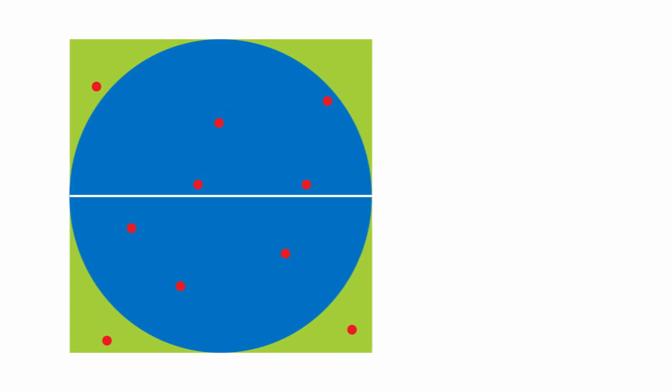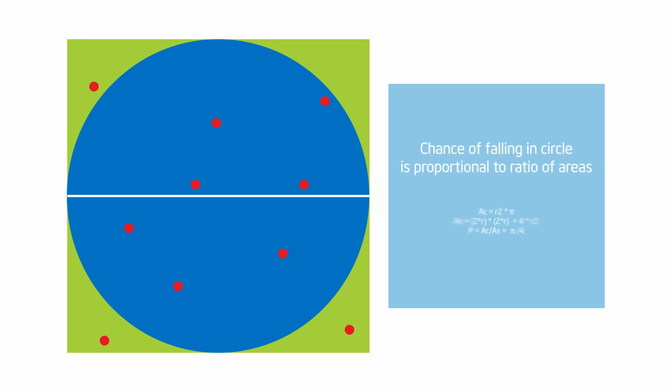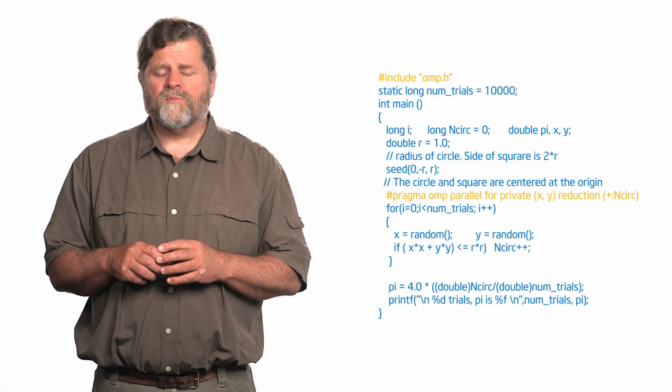Just to remind you of the problem, we're going to throw darts at this figure right here. If the darts land inside the circle versus outside the circle, I'm going to keep track of that. That ratio gives me the probability of them ending up inside the circle, and that will be equal to the ratio of the areas, which is pi over 4. So that's the basic program. And here we have the basic program.